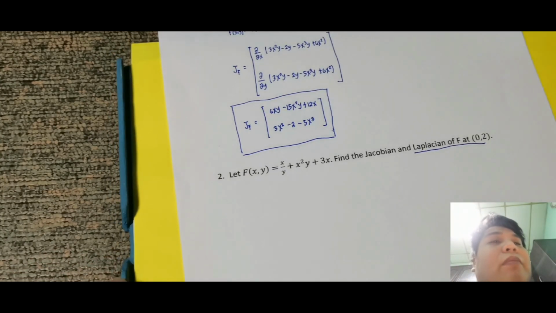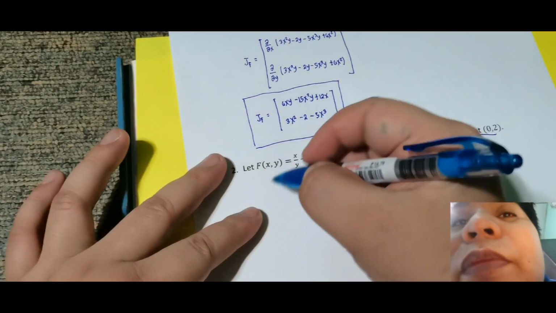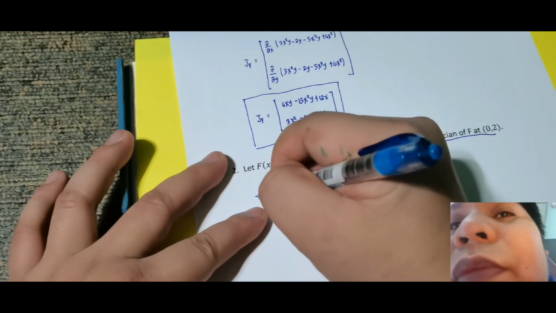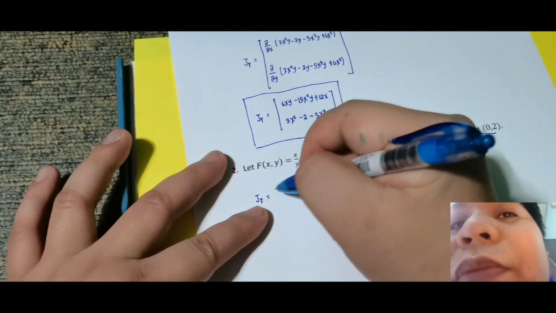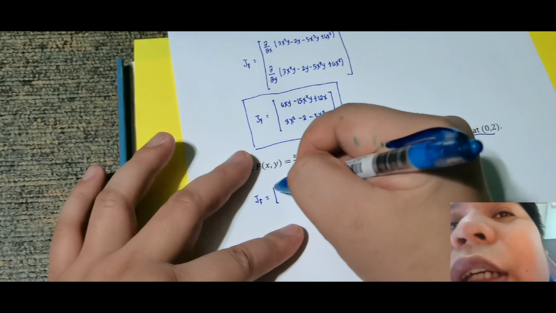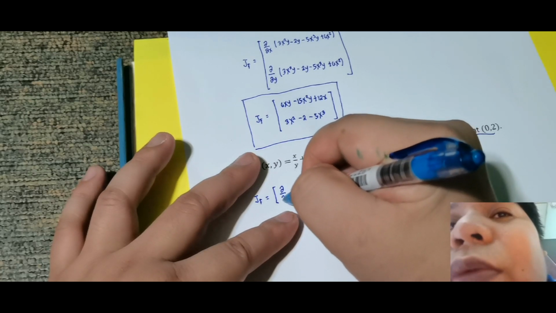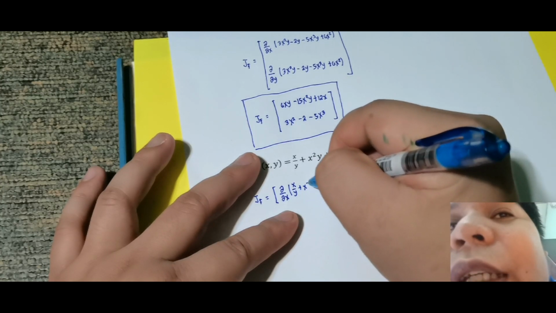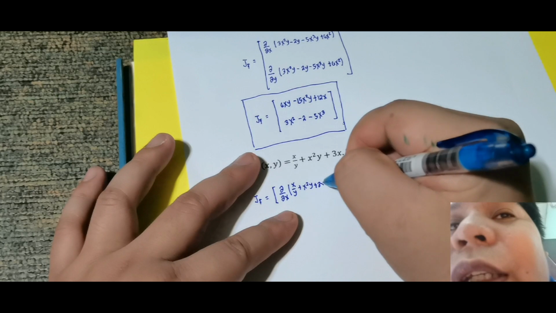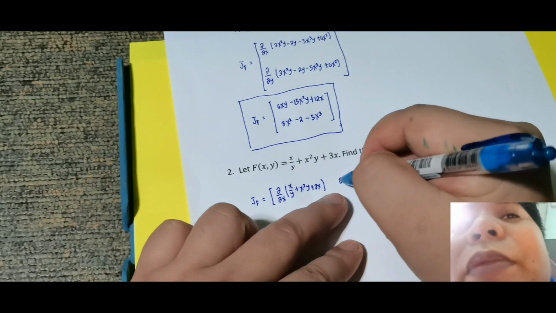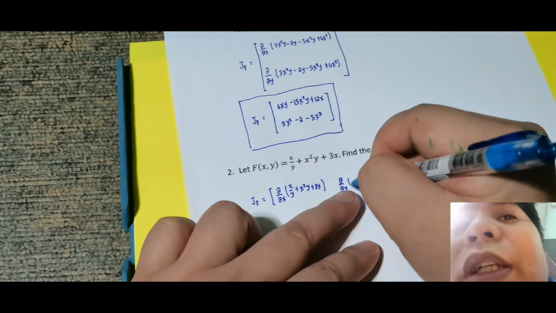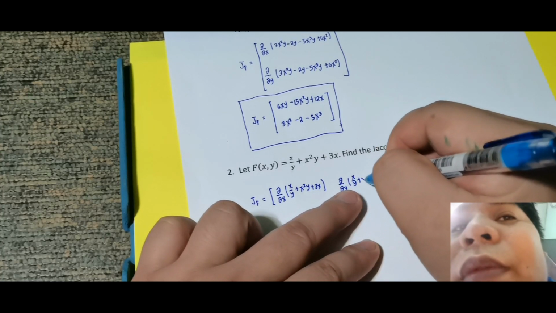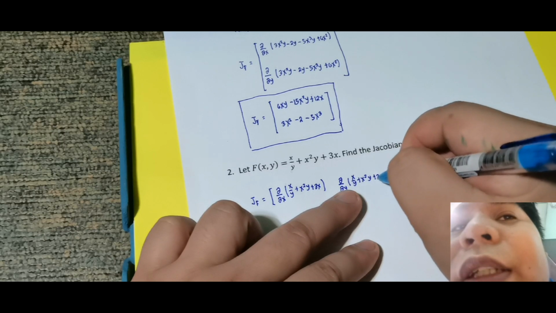Okay, so let f be the function xy, x over y plus x squared y plus 3x. Okay, so find the Jacobian of f. So note that the Jacobian of f, so kung gamitin ko yung isang form, note that the Jacobian of f is partial derivative with respect sa x ng xy, x over y plus x squared y plus 3x. Then partial derivative, so ito yung 1 by 2 matrix naman, with respect sa y ng x over y plus x squared y plus 3x.